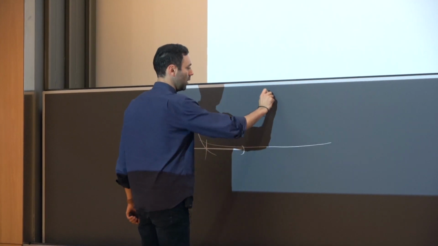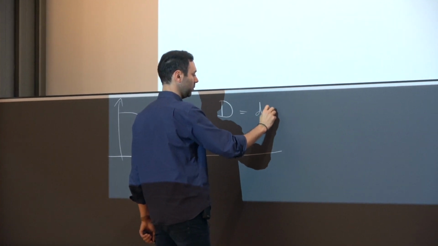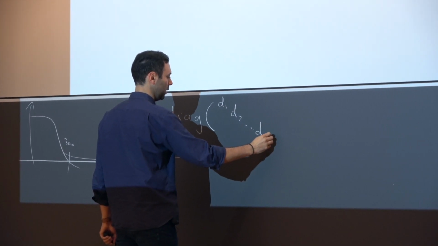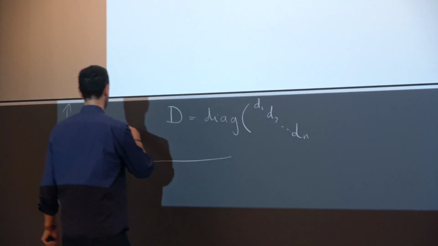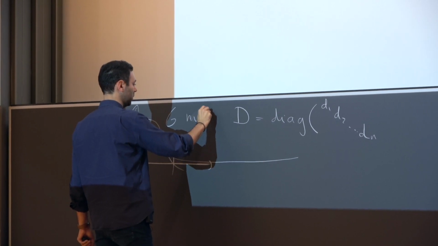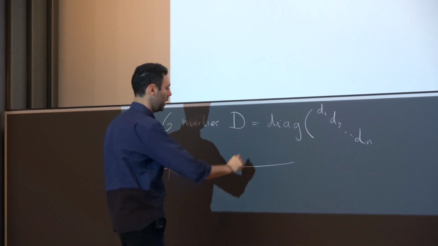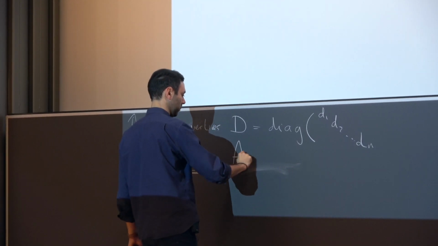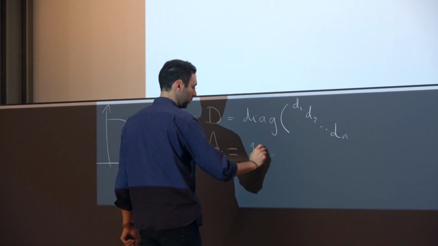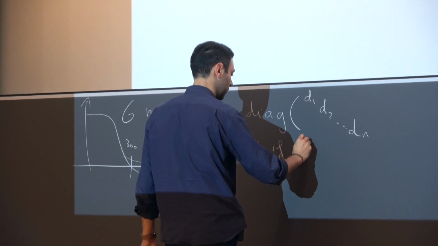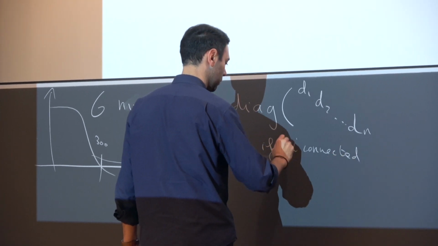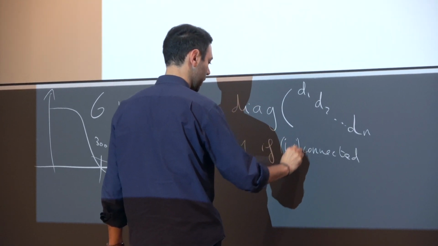D is a diagonal matrix with D1, D2, ..., Dn, if it's an n by n graph. So I have G, which is an n by n graph, n vertices. A is the adjacency matrix. Aij is 1 if I and J are connected and 0 otherwise.